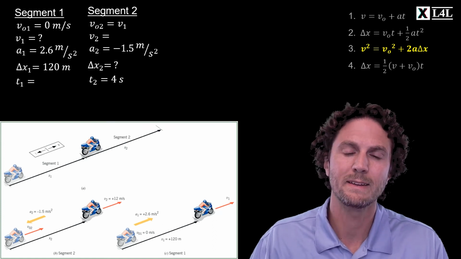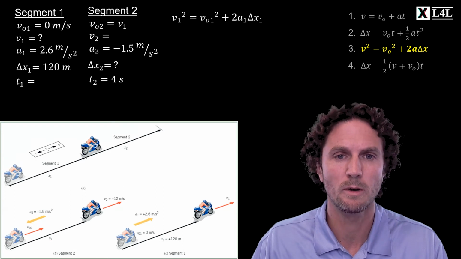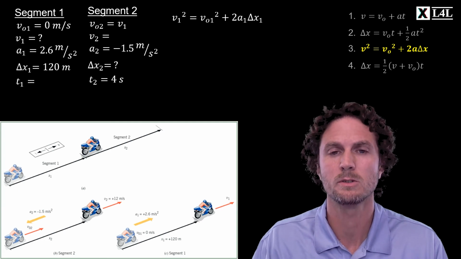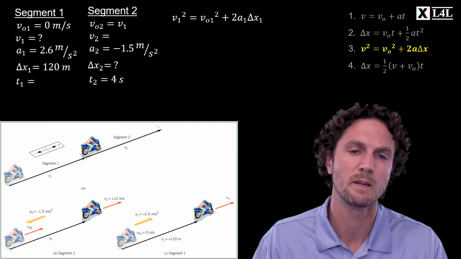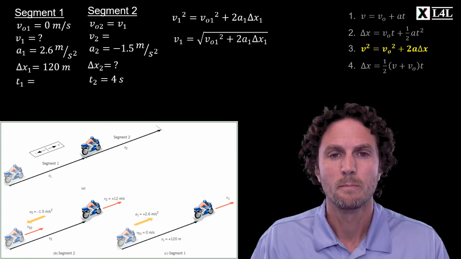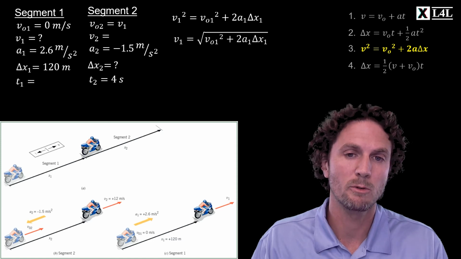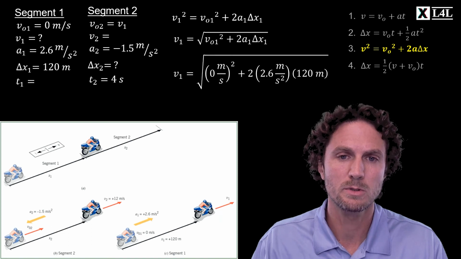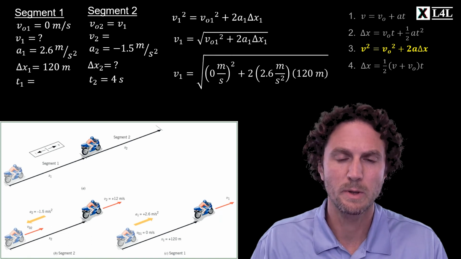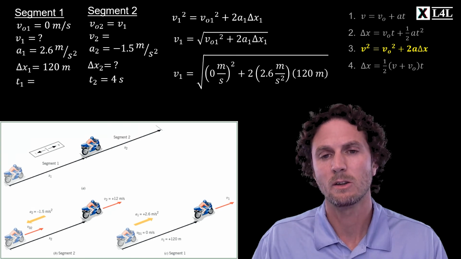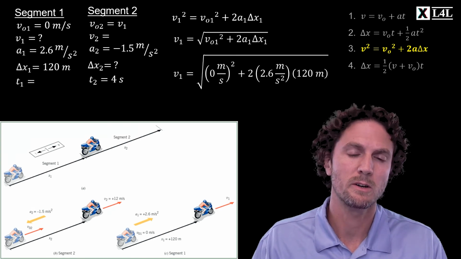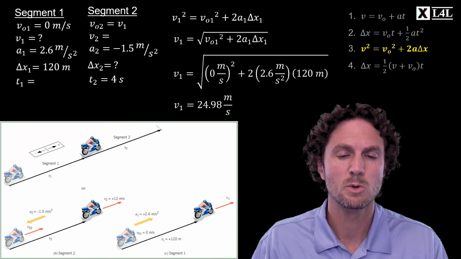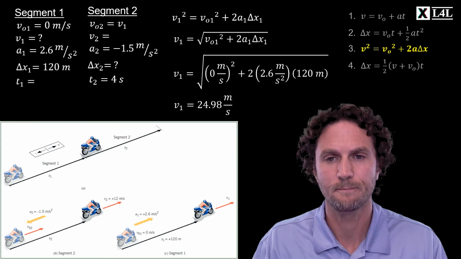Let's rewrite this equation with the variables for segment 1: final velocity 1 squared equals initial velocity 1 squared plus 2 times the acceleration 1 times the displacement for segment 1. It's rearranged here by taking the square root of both sides so we have final velocity 1 isolated, and then we plug in our variables: initial velocity of 0 meters per second, acceleration of positive 2.6 meters per second squared, and displacement of 120 meters. We find that the final velocity for segment 1 is 24.98 meters per second.